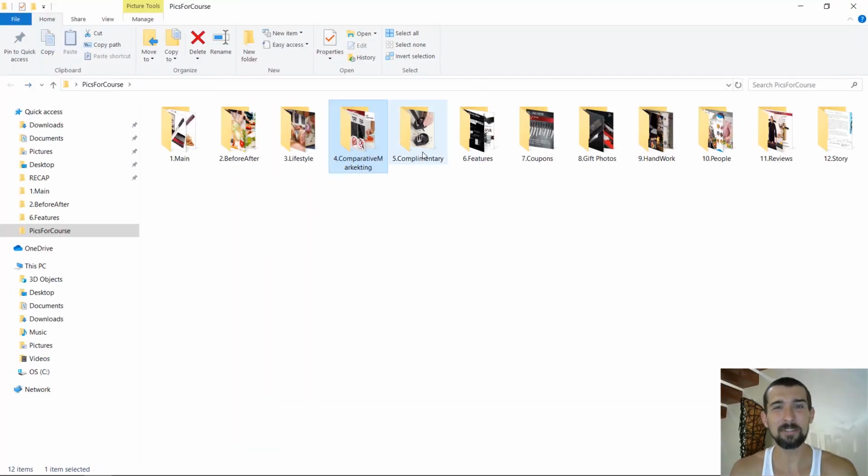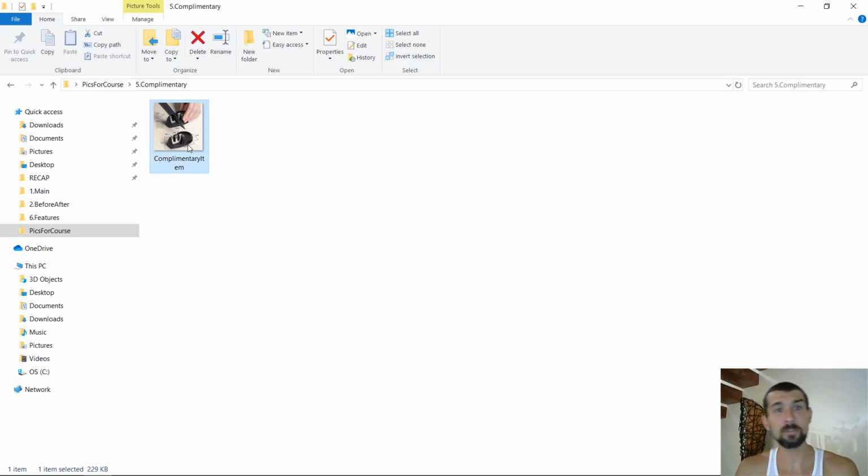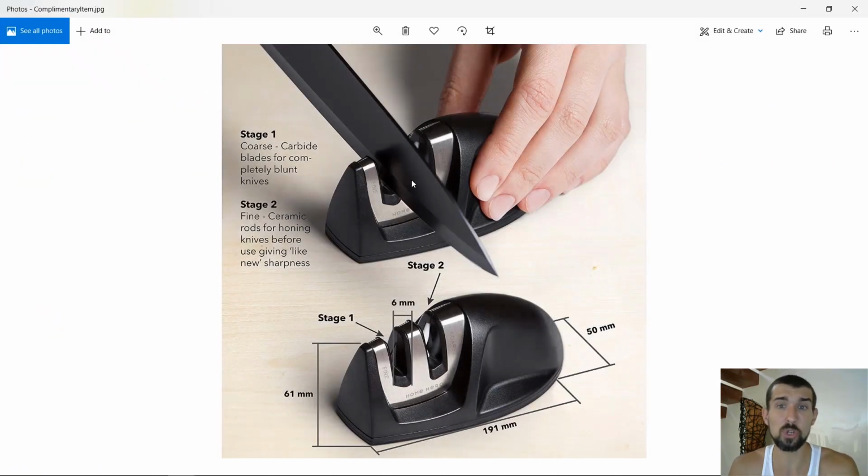Right, let's go next. We have complementary. What does complementary mean? Well, if you have a complementary product, for example, a knife sharpener for your knife, show it on one of your pictures or in your EBC. Better be in your main pictures, because if it's a big value proposition you better show it in your main picture.